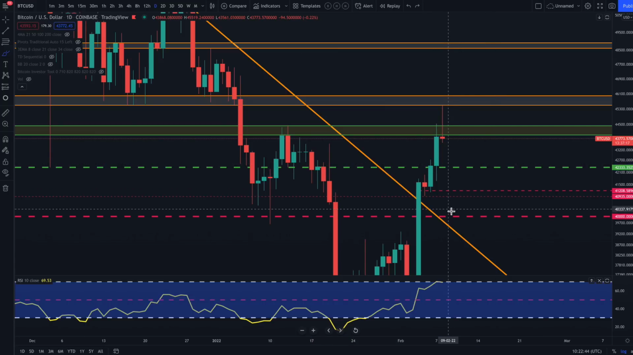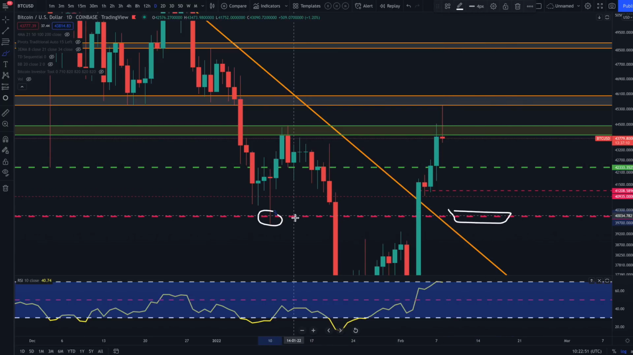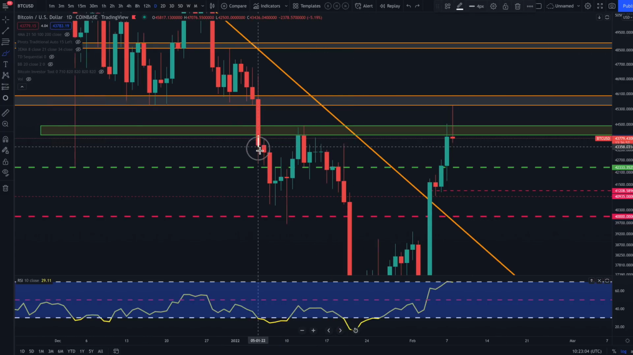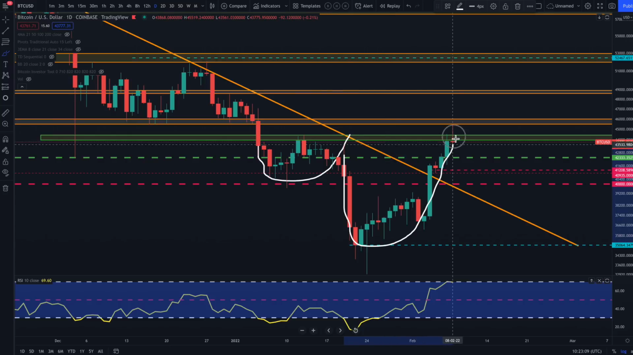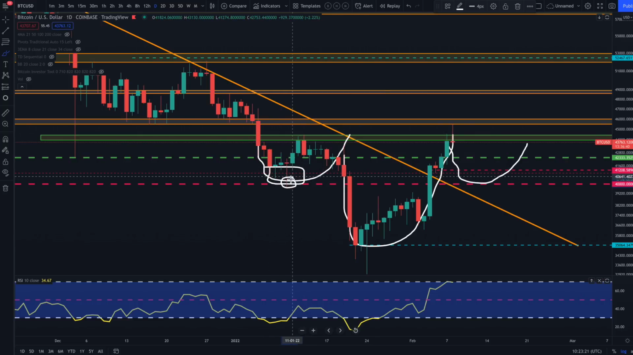The second level, obviously the lower one, is here at 40,000 because this is a key psychological level that we've had to deal with. And we've got the inverted head and shoulders level to create the second shoulder here. And the shoulder price will be anywhere from around here at about 41,000 down to the 40,000 where this wick touched here. So anywhere between 40 and 41.5.